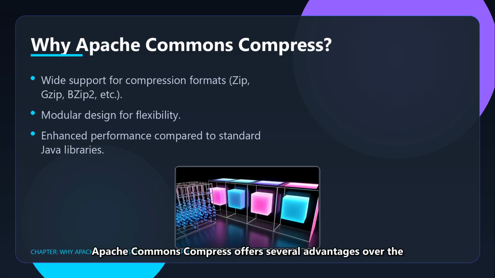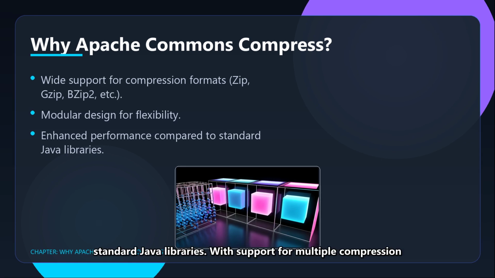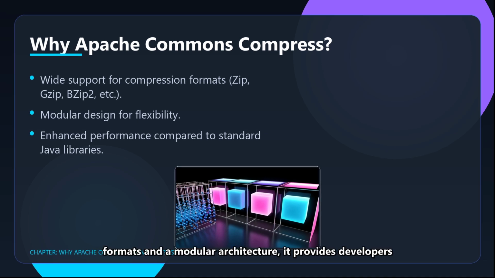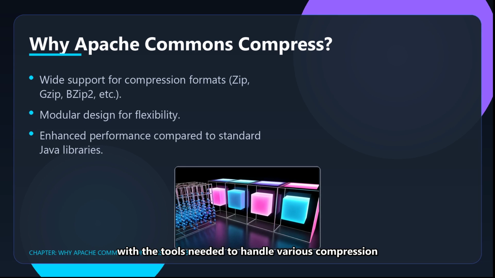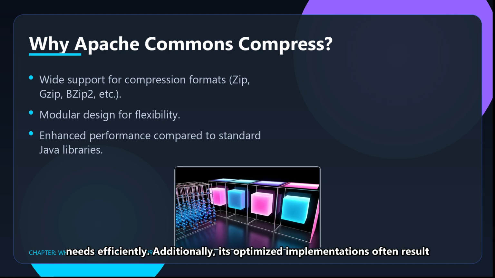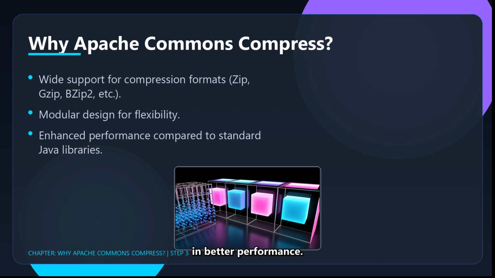Apache Commons Compress offers several advantages over the standard Java libraries. With support for multiple compression formats and a modular architecture, it provides developers with the tools needed to handle various compression needs efficiently. Additionally, its optimized implementations often result in better performance.